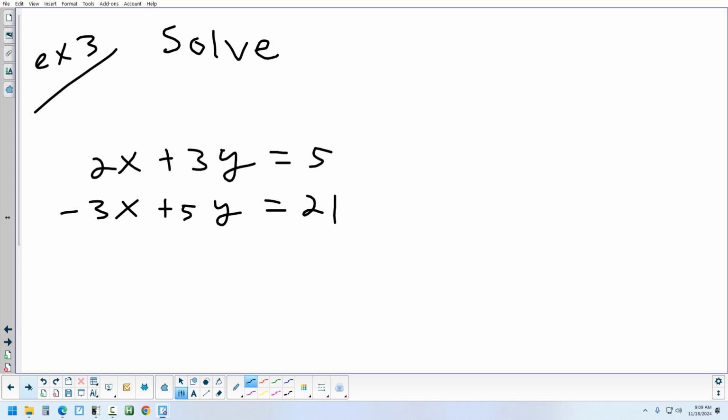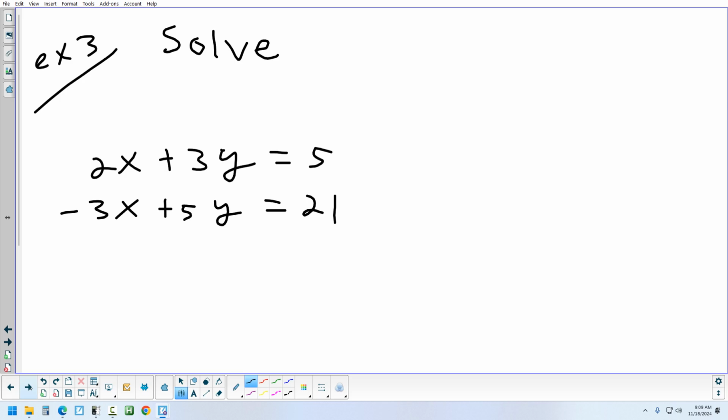Okay, so the way I decide which letter to work with is I usually start by looking at the x's, and I say, is there something I can multiply the smaller number by to make it the bigger number, or the opposite of the bigger number, and not use a fraction? So is there anything I can multiply 2 by to make it 3? No. If that was a 4 in the bottom one, then yes, I could.